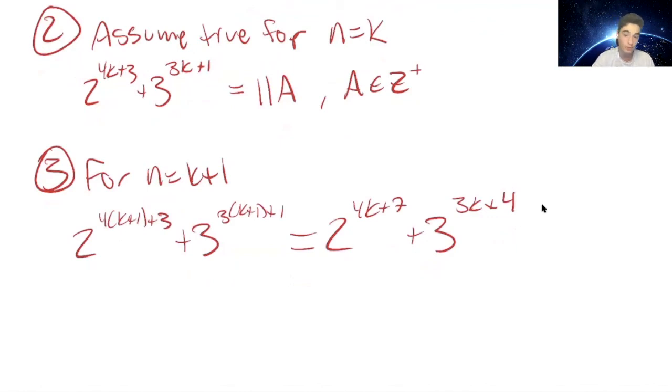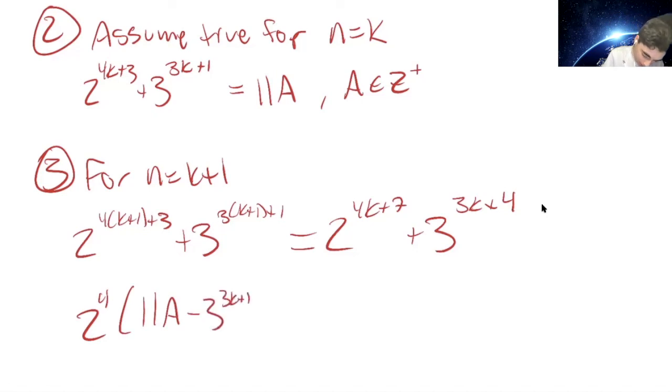We could take out a 4 in the 2 to the 4k plus 7 and a 3 to the k plus 4 to make it equal to the top, and I'll show you exactly what I mean right now. So if we take out a 2 to the 4th power, what can we then do? 2 to the 4th power allows us to now substitute in 11a minus 3 to the 3k plus 1.